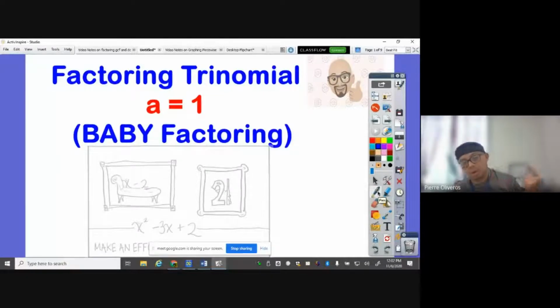Yo, yo, yo, Mr. O here, and today we're gonna learn about factoring trinomials when A is equal to 1. What is A? A is not just a regular letter for a trinomial. It's the leading coefficient. That's the number beside the x squared, okay? Baby factoring, because we're gonna set the leading coefficient to be equal to 1 in factoring this trinomial, okay? There's also the big boy of factoring, which we're gonna do in a separate video, okay? So let's go ahead now.